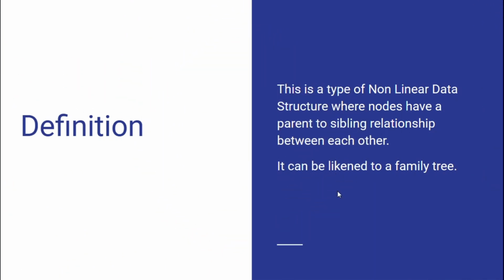Trees are a kind of non-linear data structure, the most original and most common non-linear data structure. A tree is a data structure where each of its nodes has a parent to sibling relationship with the others. You can liken it to a family tree: the mother, father, children, and then the children to each other, their siblings. That's how a tree operates.